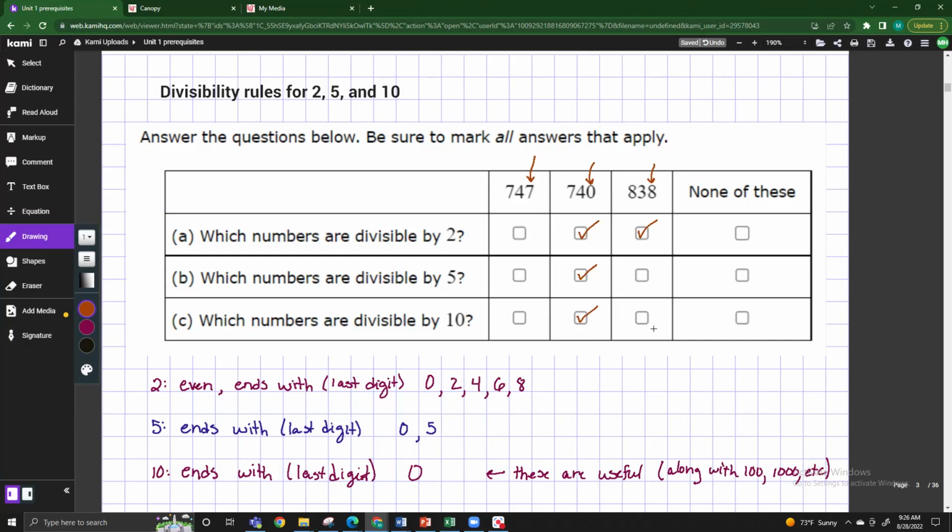Now, as a forewarning, there will be some that could be none of these above, and remember, it's a computer generating the questions, so some of them are nice, some of them are not. But just know those rules for what things end with when they're divisible by 2, 5, and 10.